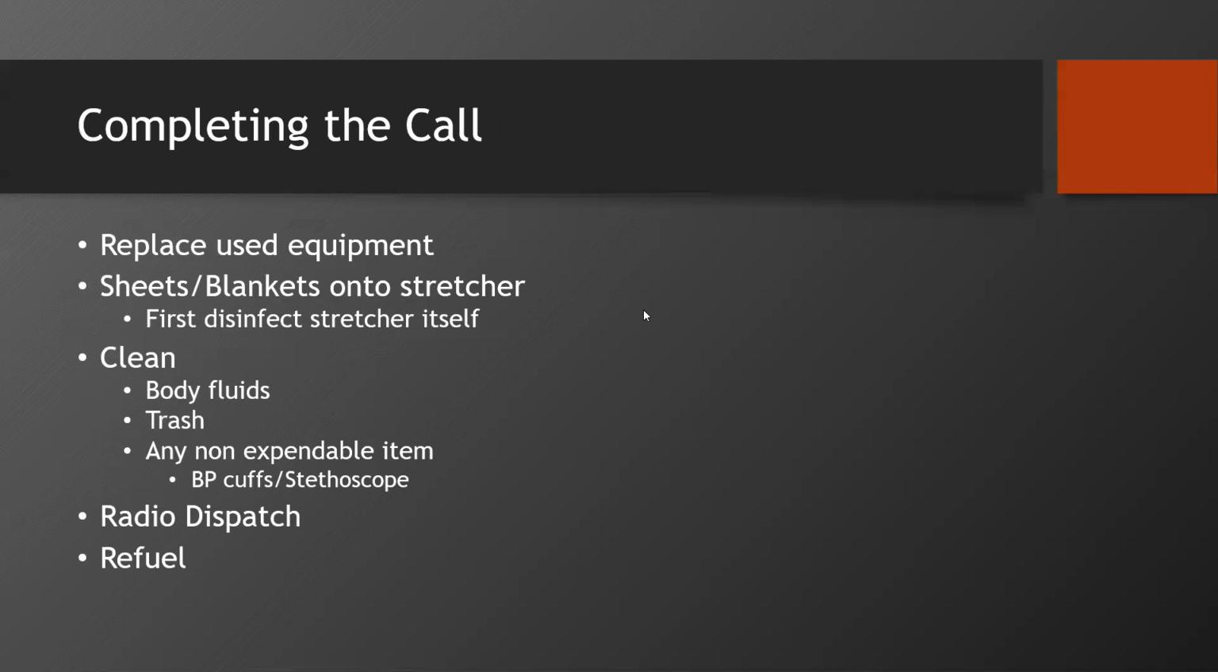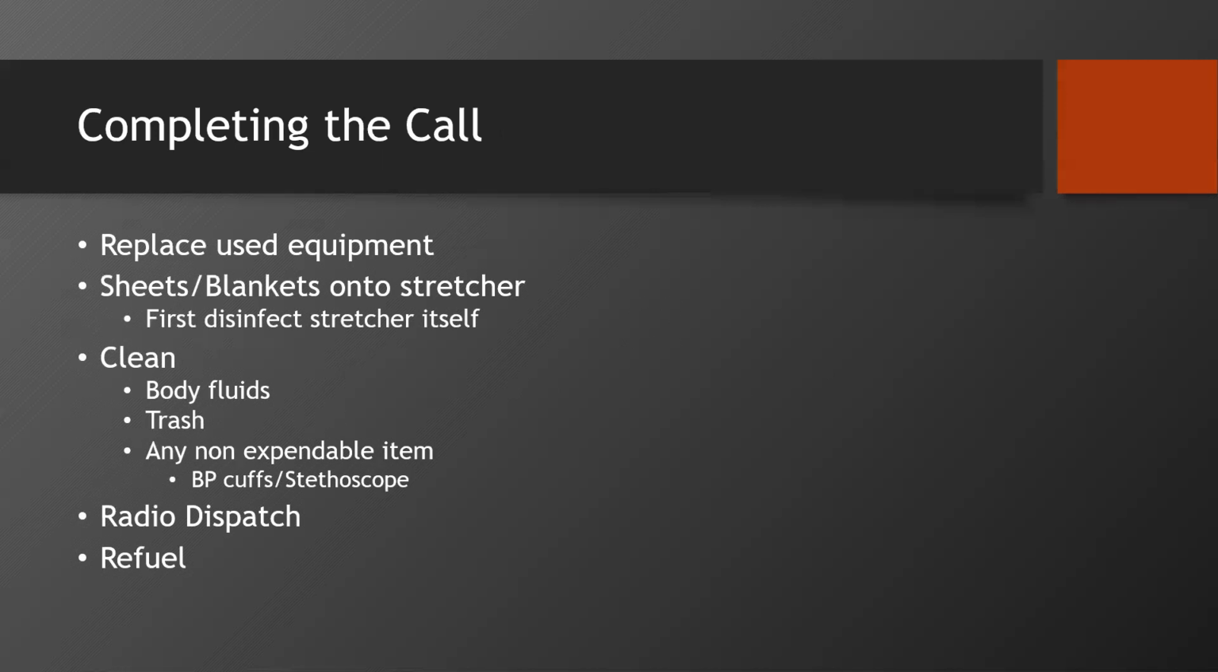Completing the call. We want to replace our used equipment. I kind of beat this to death earlier. Don't be the person who doesn't replace the things on the ambulance. Our sheets and blankets. First, disinfect the stretcher. There are wipes everywhere in the hospital. Wipe down your stretcher real quick, make sure it's disinfected, especially now in the days of COVID. It's probably more important to do so. Clean any body fluids, trash, non-expendable items.